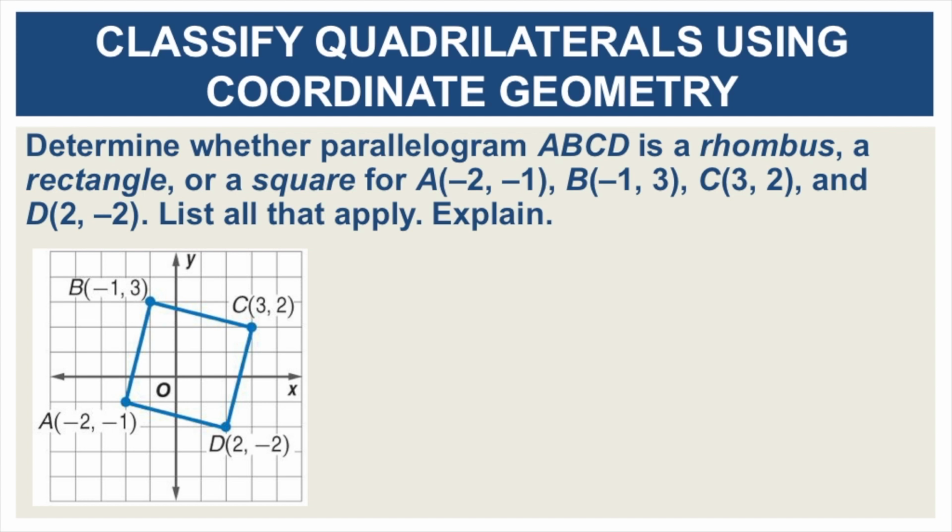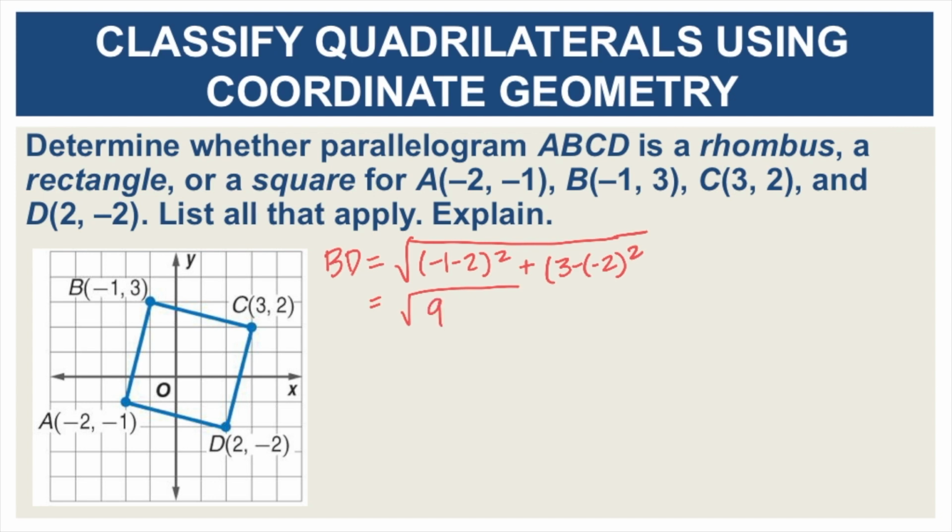So first we're going to find BD, and that's going to be the square root of -1 minus 2 squared plus 3 minus -2 squared. So that's going to be the square root of -1 minus 2 is -3, squared is 9, and 3 minus -2 is 5, squared is 25. So that's going to be the square root of 34.